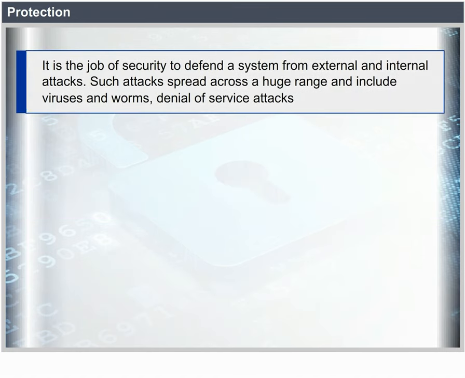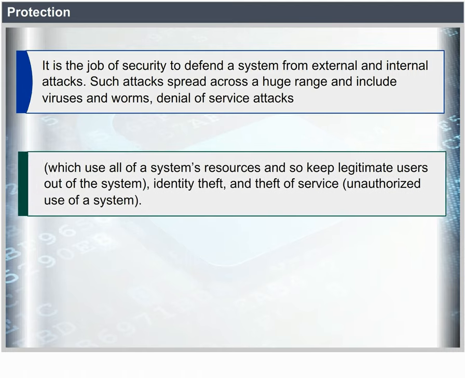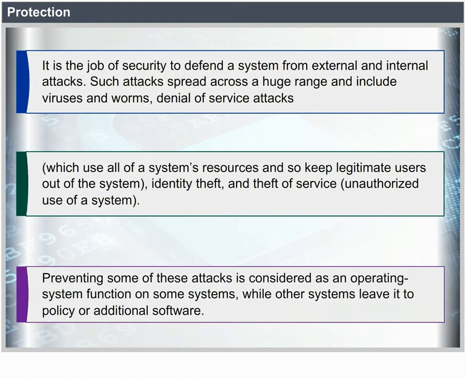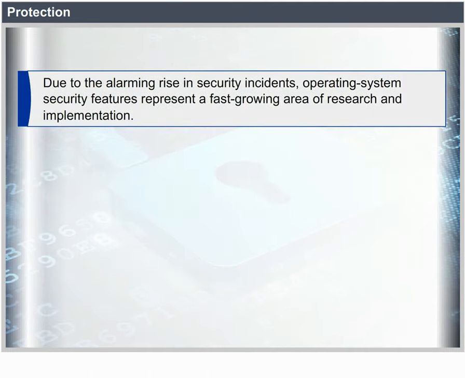Such attacks spread across a huge range and include viruses and worms, denial of service attacks, which use all of a system's resources and so keep legitimate users out of that system, identity theft and theft of service, unauthorized use of a system. Prevention of some of these attacks is considered an operating system function on some systems, while other systems leave it to policy or additional software. Due to the alarming rise in security incidents, operating system security features represent a fast-growing area of research and implementation.